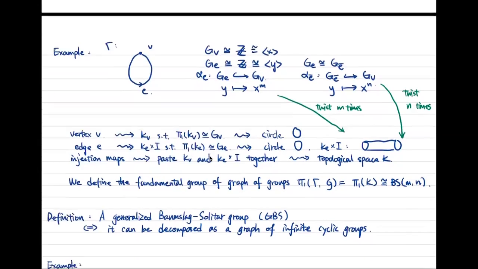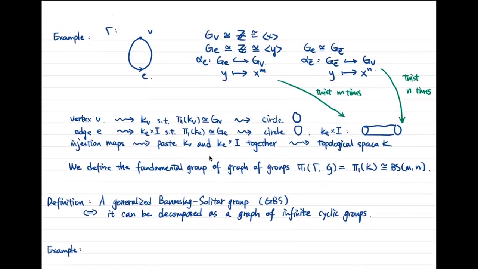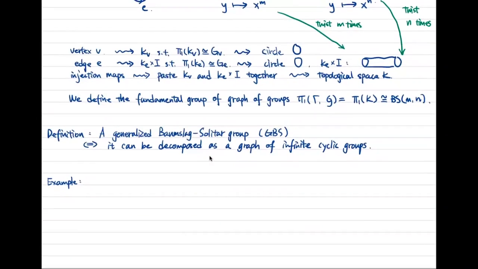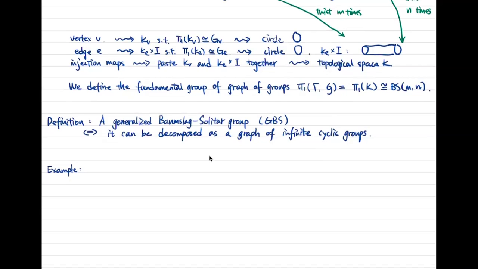So here comes the actual definition of generalized Baumslag-Solitar groups. A group is a generalized Baumslag-Solitar group if and only if it can be decomposed as a graph of infinite cyclic groups. This means every GBS group admits a graph of groups decomposition where each vertex and edge group is isomorphic to Z.